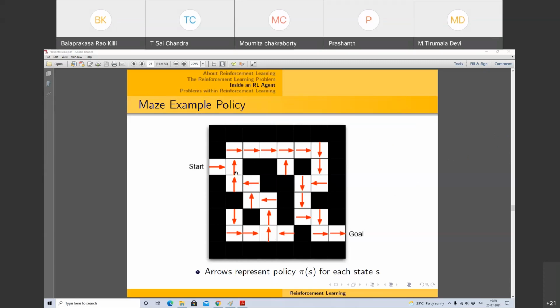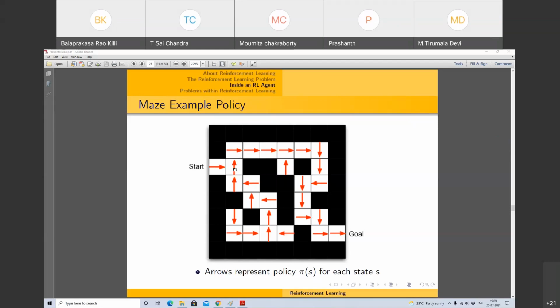Plus 1 will work? Same problem. Same problem. Yeah, so what is our goal? The goal is to reach the target in minimum number of steps. Therefore, for these kind of problems, we can use negative reward. For every time step, you use a minus 10 reward or minus 1 reward.